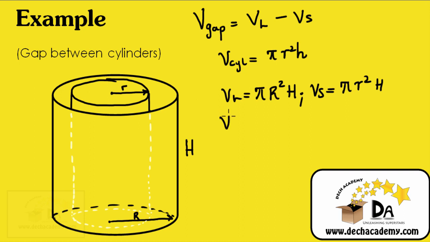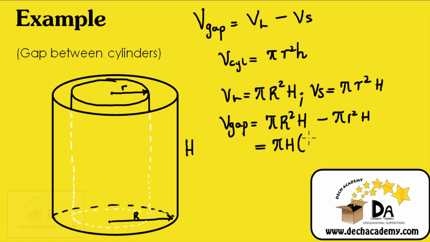So the volume of the gap is equal to pi R squared h minus pi r squared h, because the cylinders have the same height. If I factorize and bring out pi h, I get this expression. So the volume of the gap is equal to pi h times uppercase R squared minus lowercase r squared.